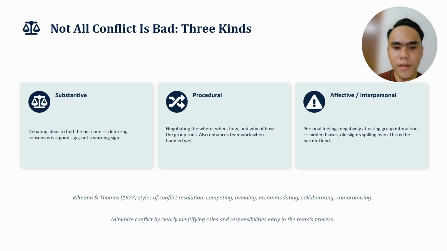For resolving conflict generally, the chapter references Kilmann and Thomas' 1977 framework of conflict resolution styles: competing, avoiding, accommodating, collaborating, and compromising. Each has its place depending on the situation and stakes involved.